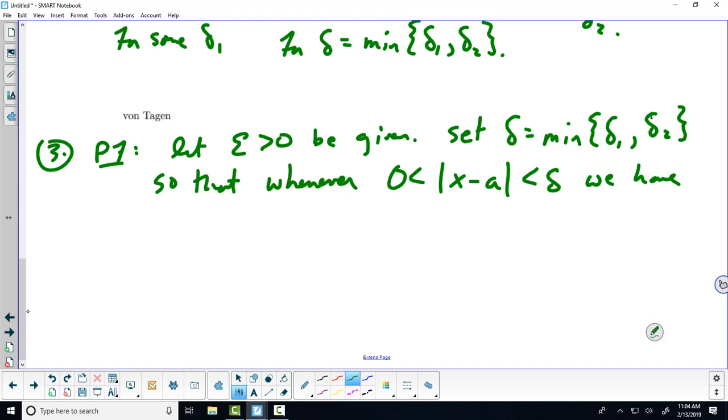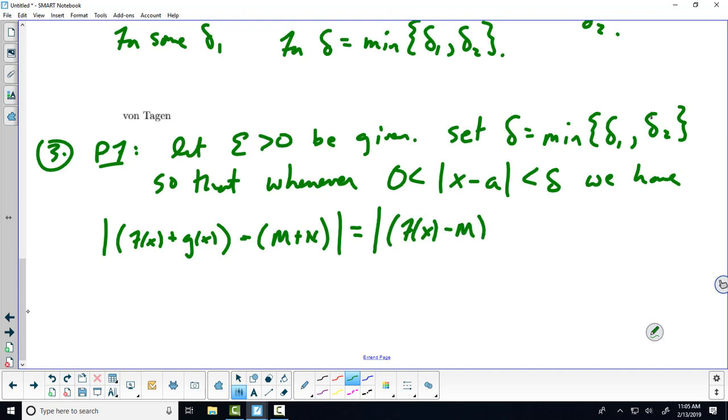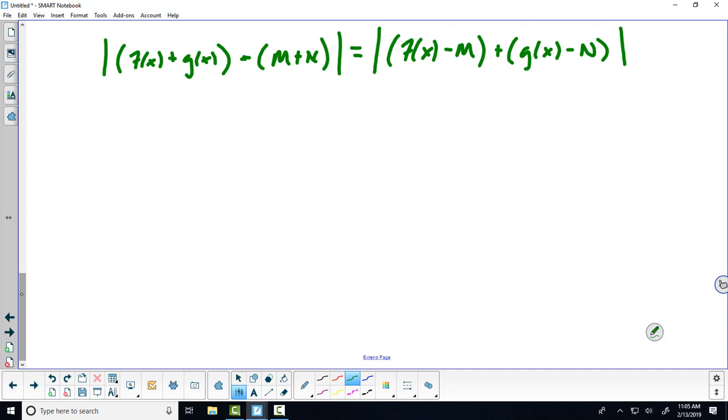We have the absolute value of f of x plus g of x minus parentheses m plus n. Okay, so now I'm not assuming this is less than epsilon. But this can be rewritten as absolute value of f of x minus m plus g of x minus n. I'm stuck. I want to break up an absolute value. What do I want to use? The triangle inequality. It's a nice way to break up an absolute value.